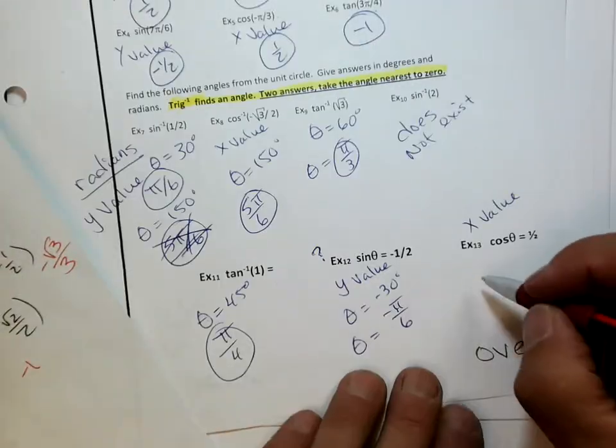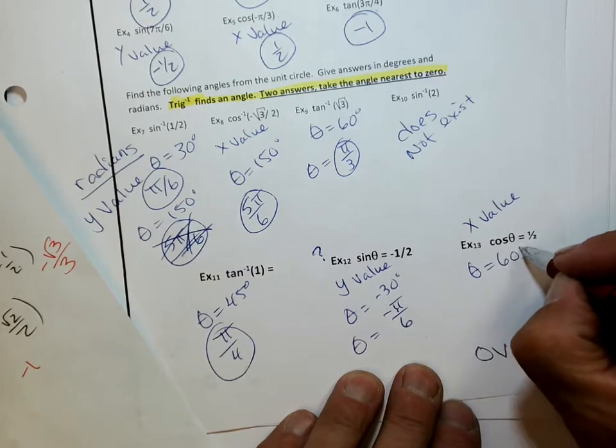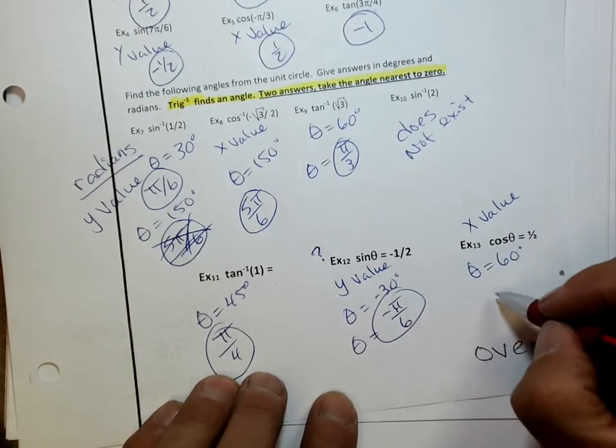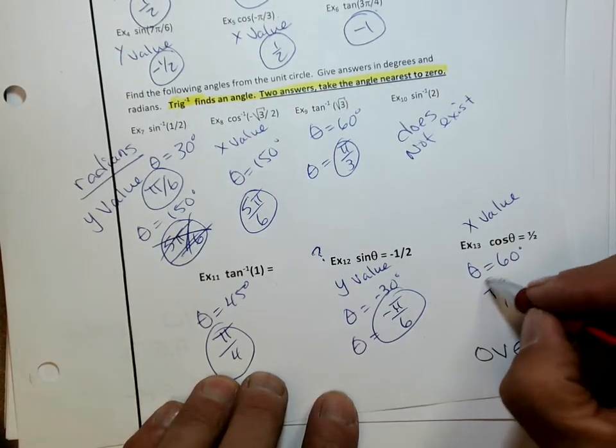So I'm going to say, all right, theta is equal to 60 degrees, but we don't want degrees, we want the radians. We really want pi thirds. So let's go pi thirds for the answer.